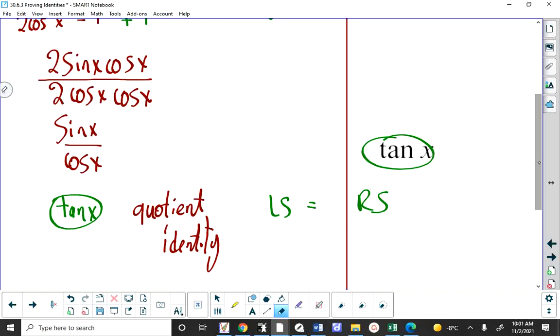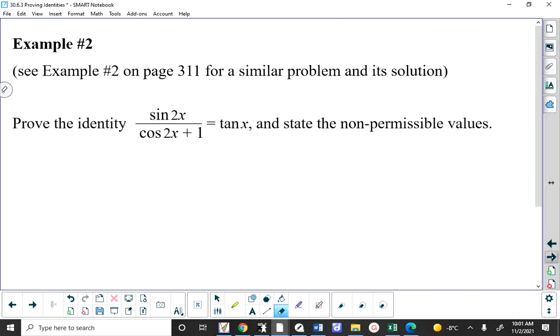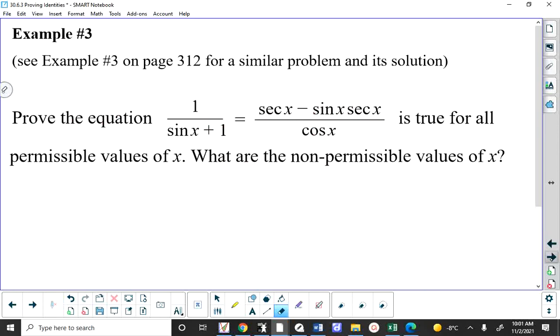Again, if you go to your textbook, there's a similar question. This one's on page 311. Seeing no questions, let's move on to example 3. Prove that this is true for all permissible values of x, and what are the non-permissible values? Well, let's talk about the non-permissible values first.